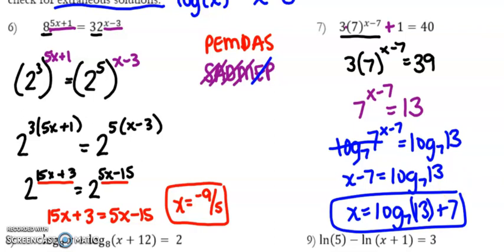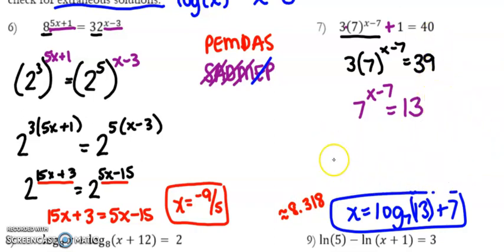And when you do that in your calculator, if you have your change of base formula in there, you should get a decimal approximation of 8.318. But let's say you don't have that fancy new calculator.